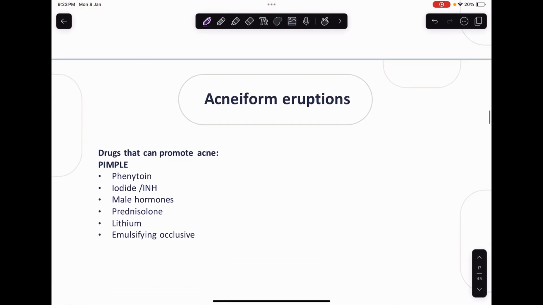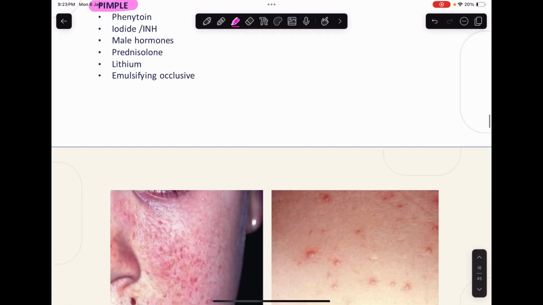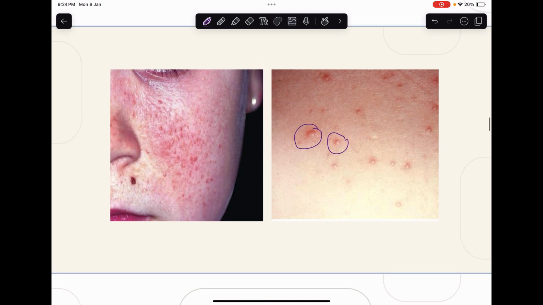What drugs can cause this reaction? We have a mnemonic for it, which is PIMPLE. Each letter stands for a drug. P stands for phenytoin, I for iodide and isoniazid, M for male hormones, P for prednisolone, L for lithium, and lastly E for emulsifying occlusive, which I mentioned earlier. People who use very thick moisturizer may develop acneiform eruption. This is how it looks. As we notice, there are no comedones, it is monomorphous, and it does not only affect the sebaceous area, it may affect the arms and legs.